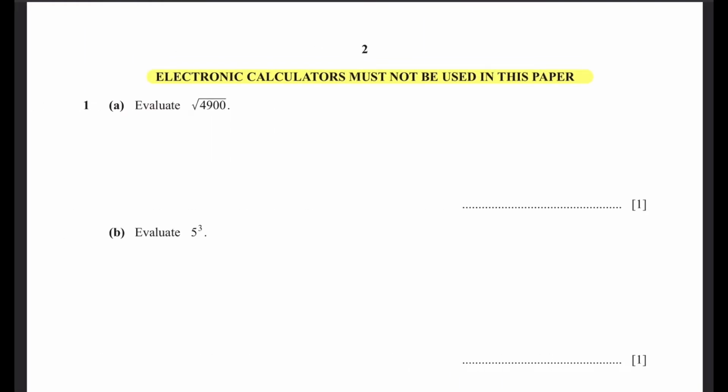This question. This is root over 4,900. So what will be the square root of this one? We can write this one as 70 squared. Square and root cancelled. So it will be 70. Okay. Now let us see the next question. This is 5 cubed. That means 5 times 5 times 5. If you multiply all this, you have 125.